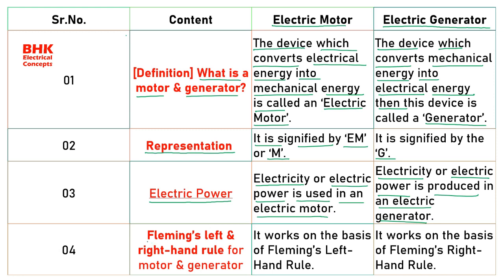Now coming to the fourth point, that is Fleming's left hand rule and Fleming's right hand rule for motor and generator. Which rule are we applying for the motor and which rule for the generator? Now see here, the motor works on the basis of Fleming's left hand rule. But coming to the generator, it works on the basis of Fleming's right hand rule. So the motor works on Fleming's left hand rule, and the generator works on Fleming's right hand rule.